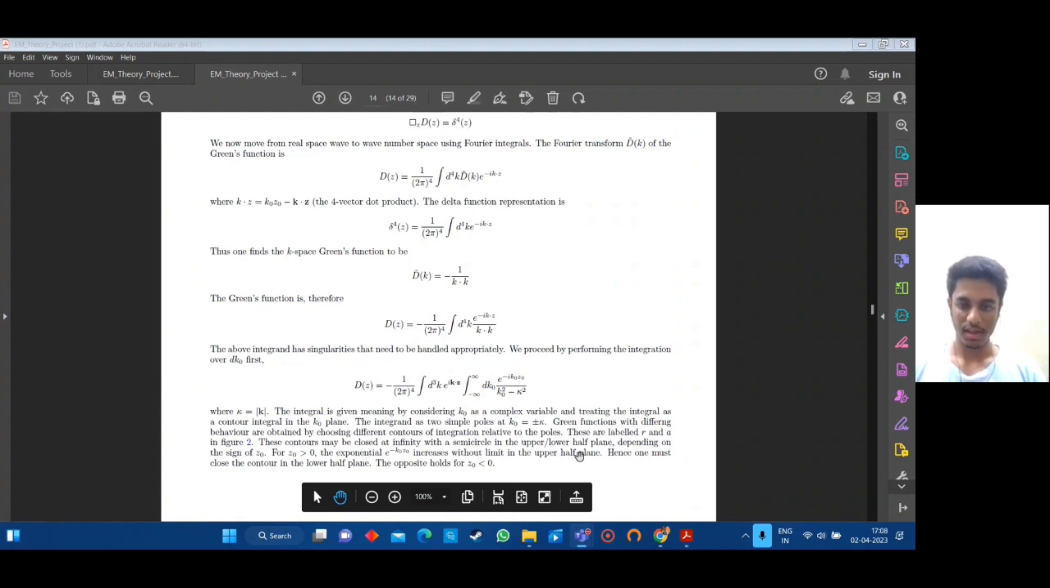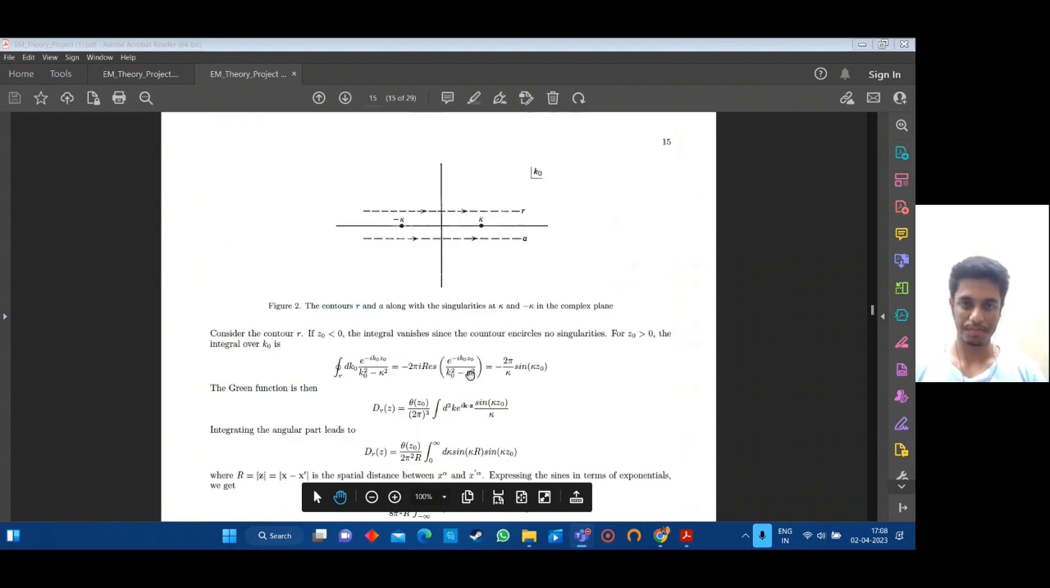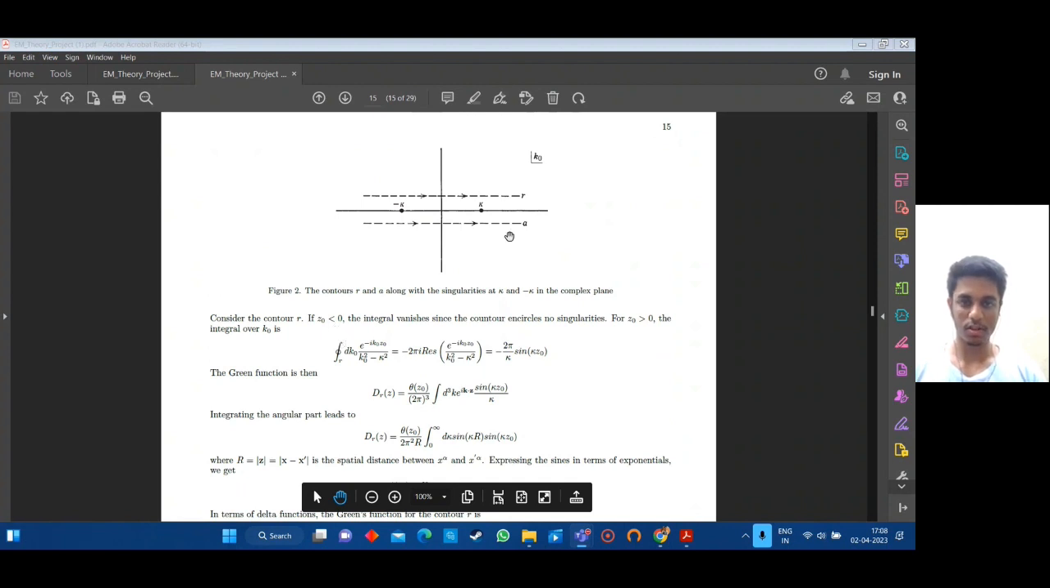sign of z naught. This is because if z naught is positive, the exponential e to the minus i k naught z naught will blow up in the upper half plane. So if z naught is positive, we have to close the contour in the lower half plane. And exactly the opposite holds for z naught negative. So suppose z naught is less than 0, then the contour is closed in the upper half plane, and since there are no singularities here, this Green's function vanishes. But if z naught is more than 0, then we close it in the lower half plane, and this encloses two singularities. And so we have to use Cauchy's residue theorem to evaluate the integral. And by doing that, we end up with this expression.